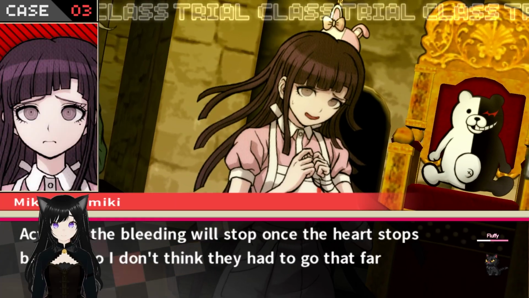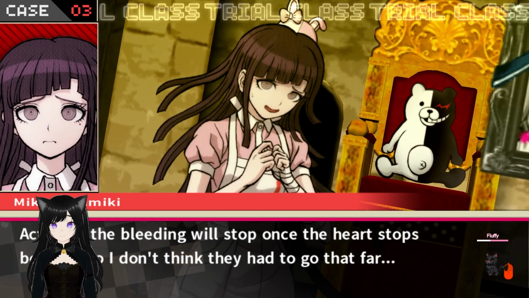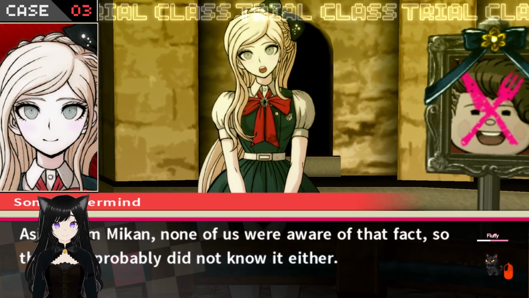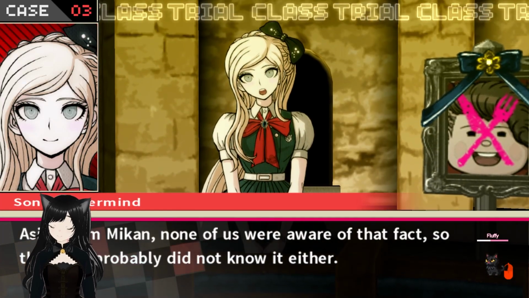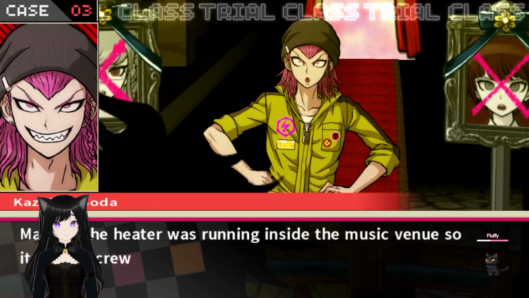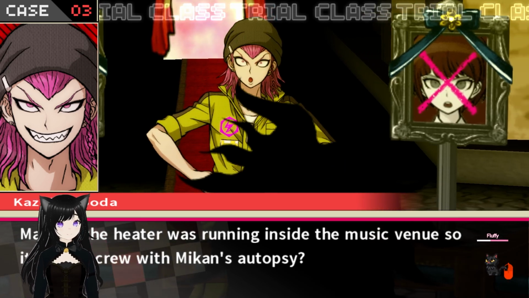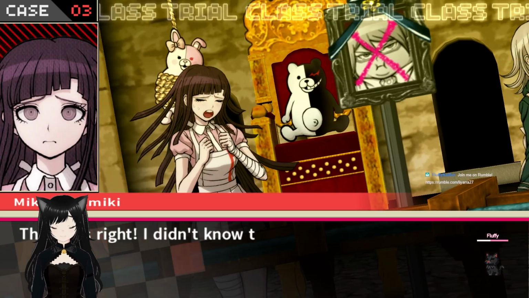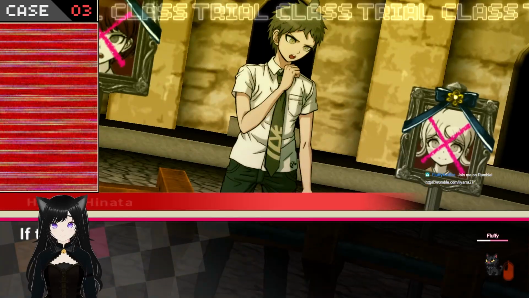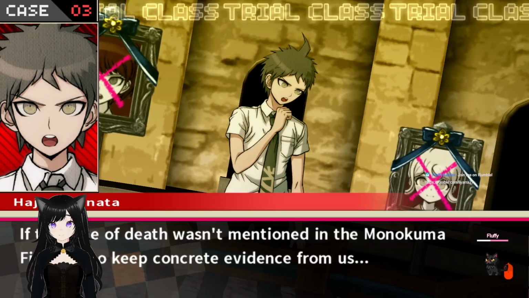Actually, the bleeding will stop once the heart stops beating. So I don't think they had to go that far. Aside from Mikan, none of us were aware of that fact, so the killer probably did not know it either. I mean, okay. Maybe the heater was running inside the music venue so it would screw with Mikan's autopsy? Maybe. That's right! I didn't know the time of death because of the heater! The time of death wasn't mentioned in the Monokuma file just to keep concrete evidence from us.